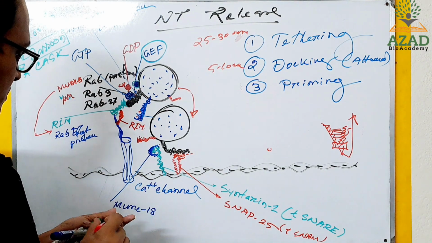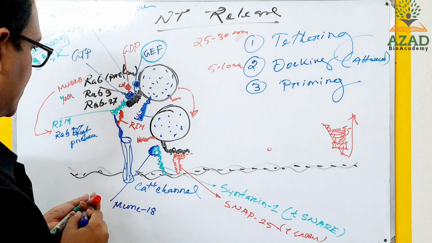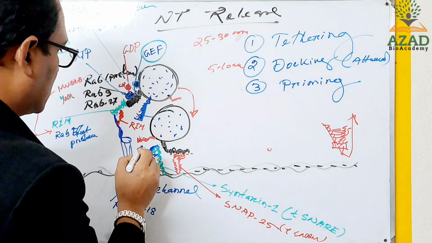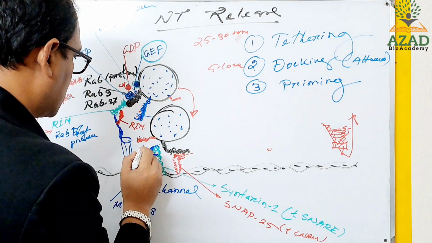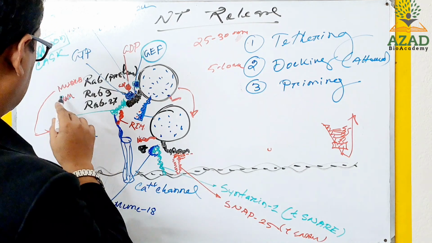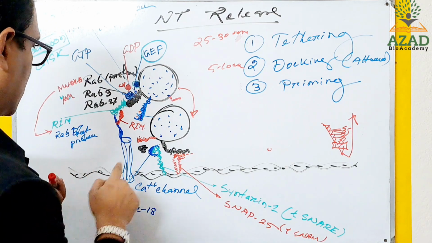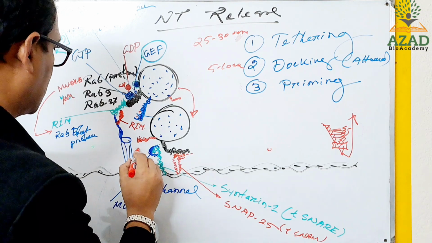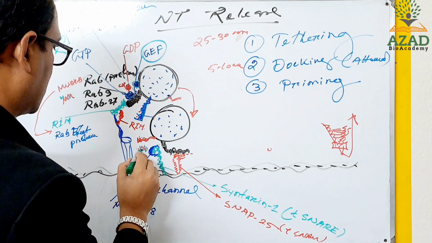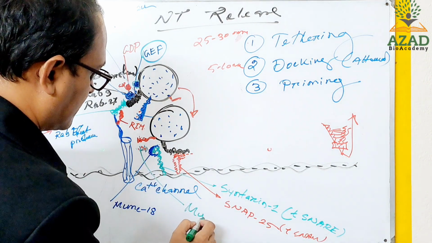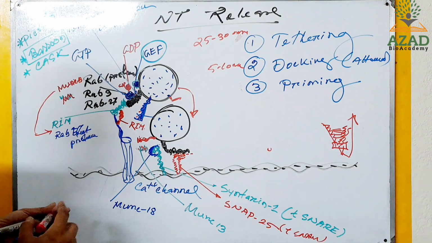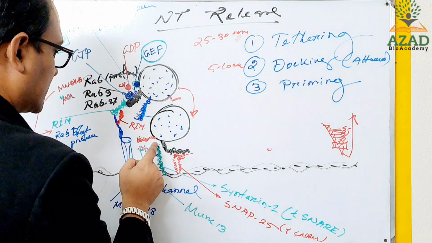Now here one protein will arrive, a protein called MONK13. So here I just draw in different colors. I can draw this in red color and blue color. So this is your MONK13 protein.